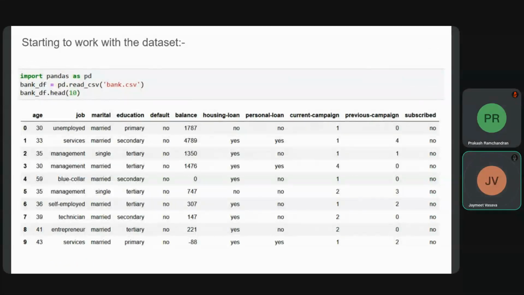So we build the data frame bank DF and print a few of the results, and this is how the values look. We have the age, job, marital status, education, whether the customer is in default or not, balance, housing, personal loans, whether they subscribed to the campaign or not, and what their response was to the previous campaign and the current campaign.